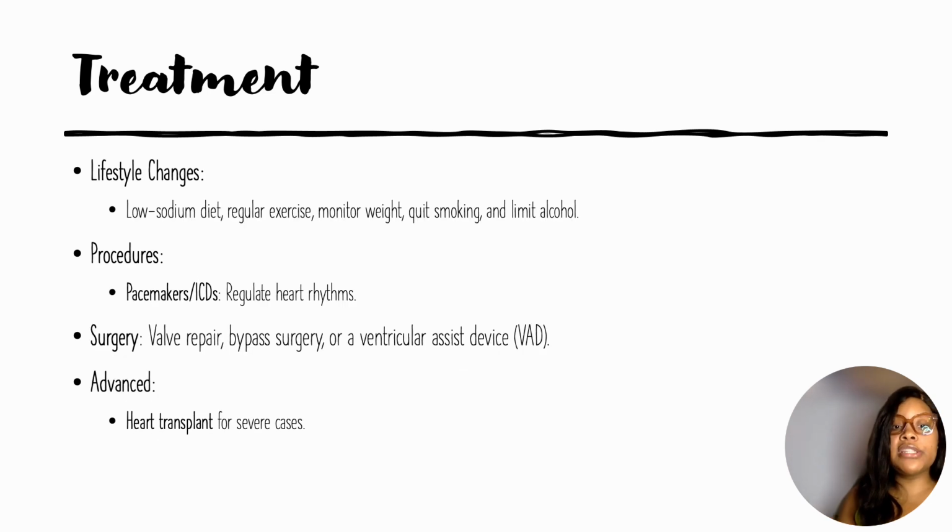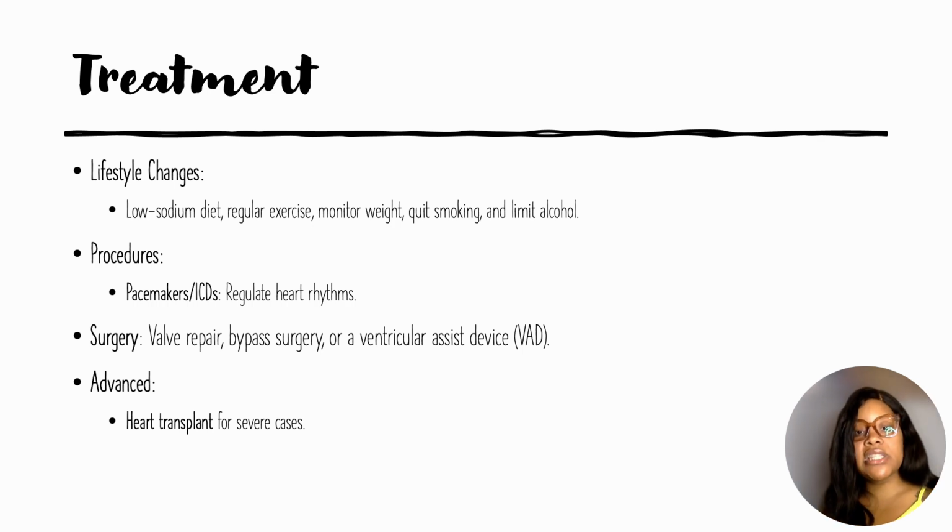All right, also you want to teach your patient about lifestyle changes, such as a low sodium diet, regular exercising, losing weight, quit smoking, limiting their alcohol. Different types of procedures that the patients may need, depending on the severity of their heart failure. They may need a pacemaker, they may need an ICD to regulate the heart rhythms. They may even need surgery. They may need a valve repair, bypass surgery, or they may even need a ventricular assist device. So it just depends on the severity of the patient's heart failure. And if they're in advanced heart failure, they will need a heart transplant.